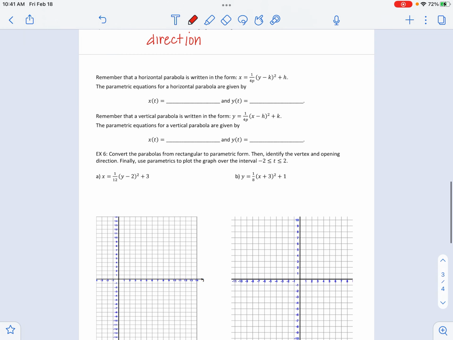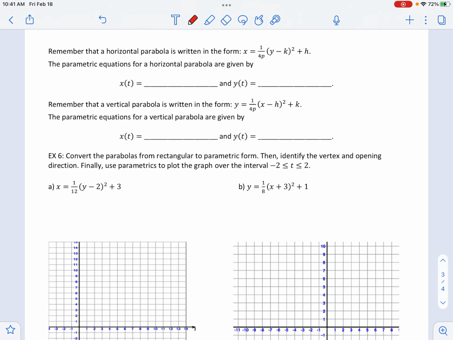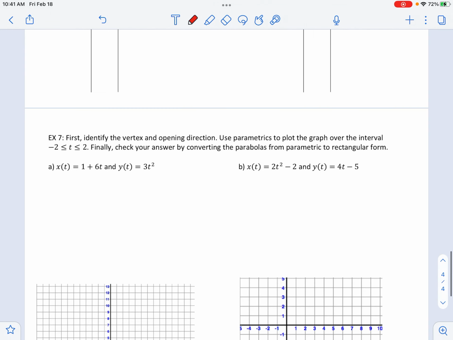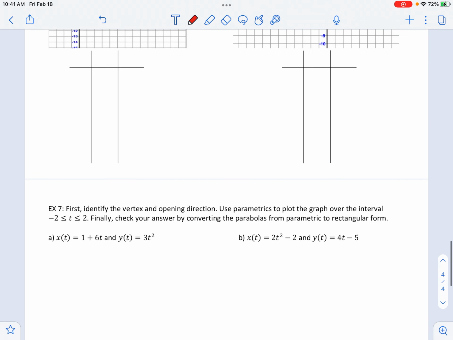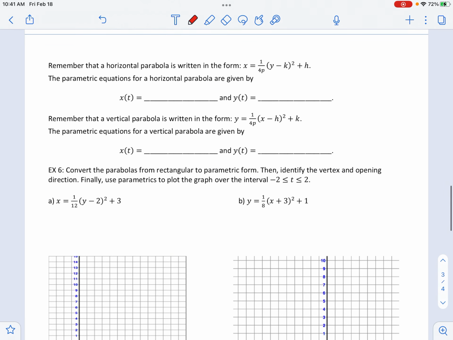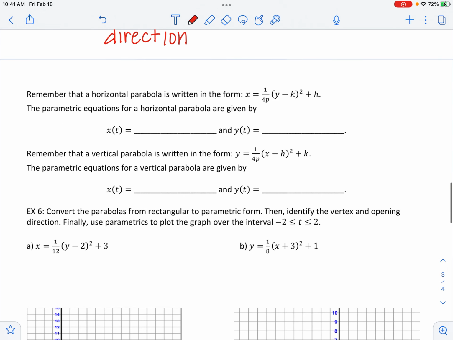Okay. So last but not least, what we're going to do here is we're going to go through our equations. We're going to graph A and A from 6 and 7 together, and then the B's are going to be your homework, so I'm not going to do those. All right, so it says, remember that a horizontal parabola is written in the form x equals 1/4p times (y minus k) squared plus h. The parametric equations for a horizontal parabola are given by, so here's what a horizontal parabola looks like in parametrics. If it's x equals, like this, your x is going to be your squared function. So this is going to have your square in it.